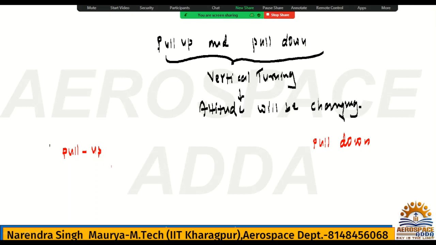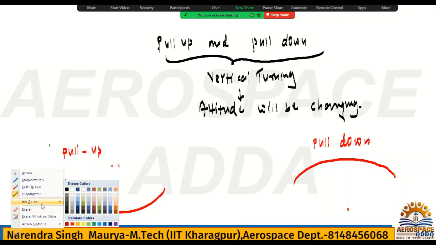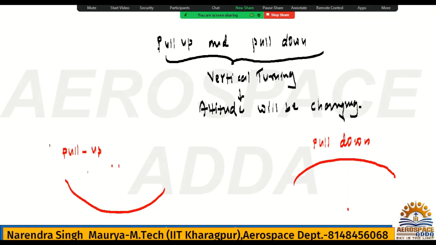So pull up. Suppose this is the center point and it is like a circle here. Okay. And similarly here also we have a circle like this about some center point, just like the horizontal turning you had seen. It was about one center. Horizontal turning, I told you, is one kind of circular motion. That's the reason we had taken centrifugal force. So this is the pull up. In this pull up, the aircraft is going to gain altitude.